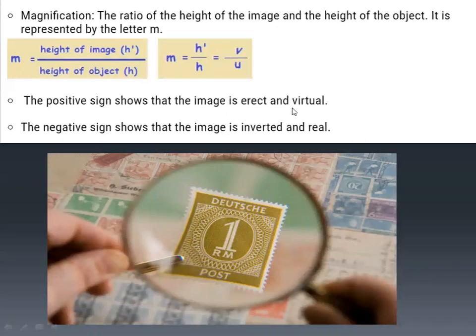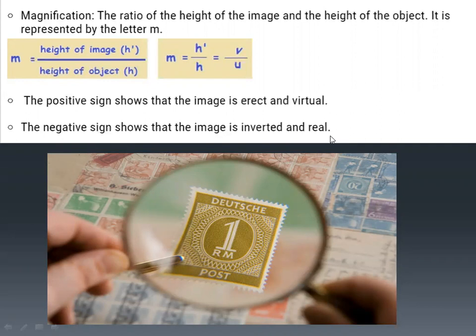It is not a real image. The negative sign shows that the image is inverted and real. Inverted means it is below the principal axis. Below the principal axis means it is inverted, and it is a real image which is formed over here. I hope you understand the concept of magnification and lens formula. These two, I hope you understand very well.